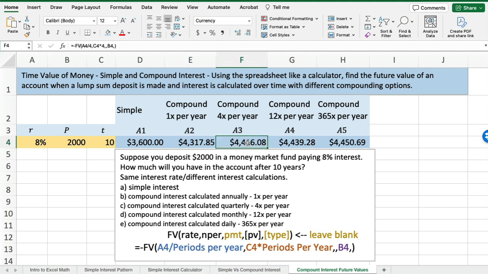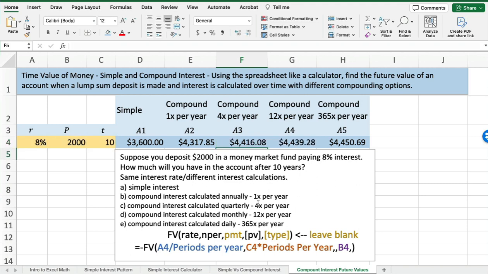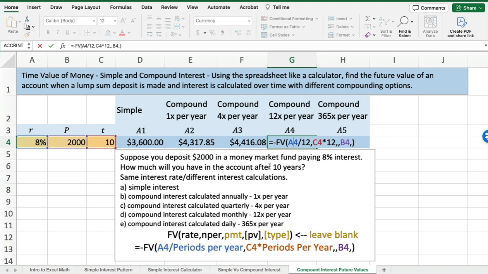Under the column F, we're going to see what that looks like if we're compounding 4 times per year. So that would be equals negative FV parenthesis A4 divided by 4 comma C4 times 4 comma B4 comma parenthesis, close parenthesis.